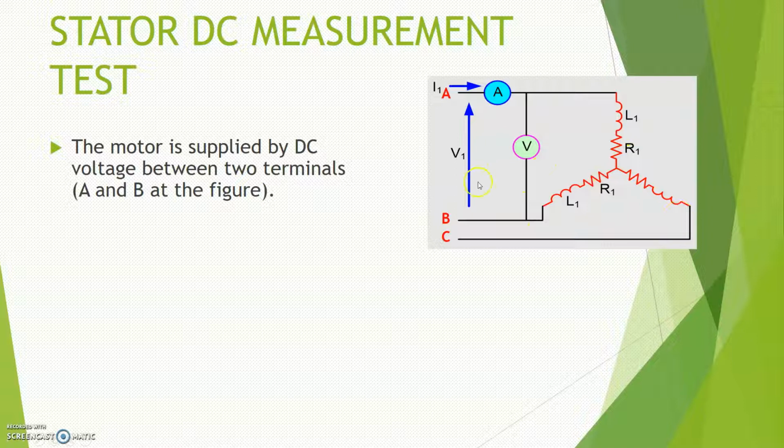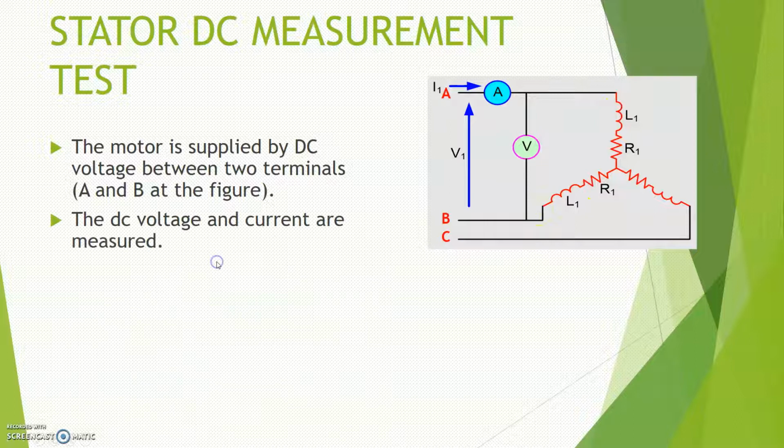The supply V1 is connected between terminal A and terminal B. I1 is the current that flows from the supply through the first winding and the second winding. The DC voltage and current are measured, so we put the voltmeter across terminal A and terminal B, and the ammeter in series from terminal A to terminal B.